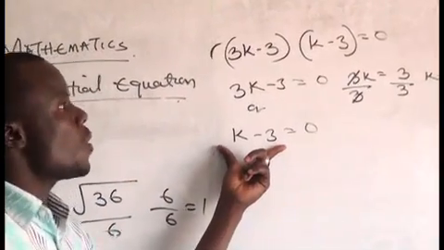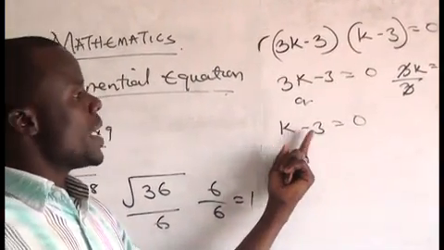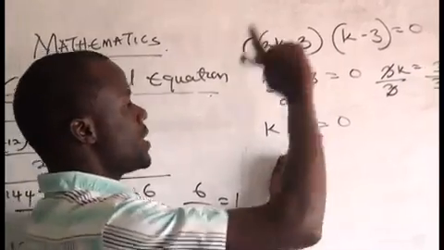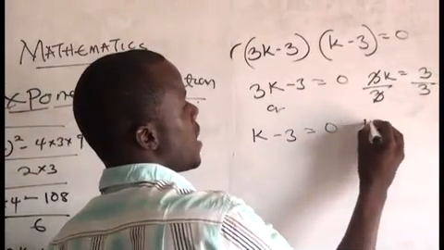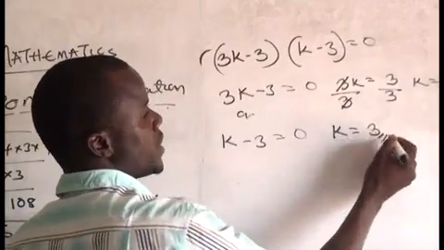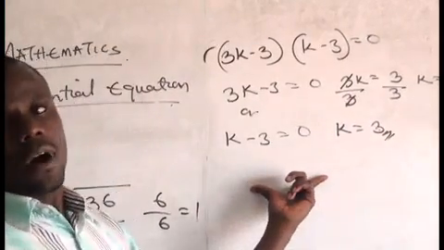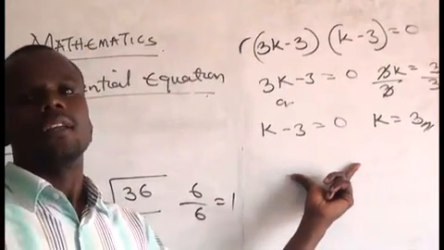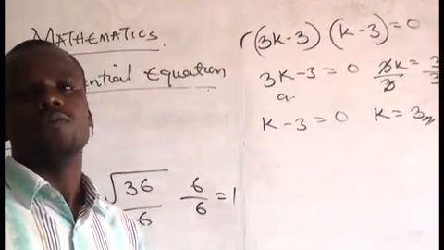Then here our k is k minus 3. So when we take 3 to the other side, we can say k equals to 3. So either you take 1 or you take 3 to be the power, it is satisfied. This is an exponential function.